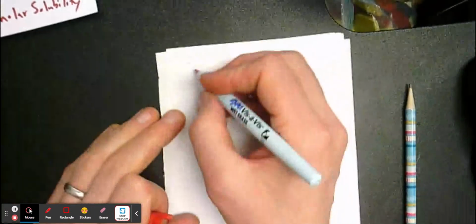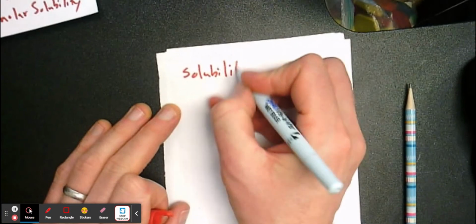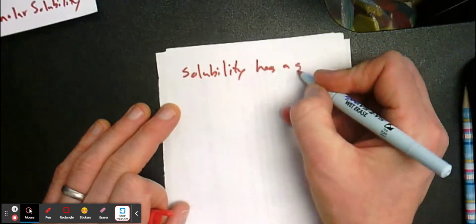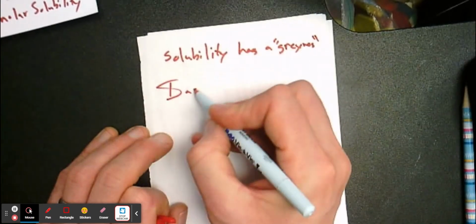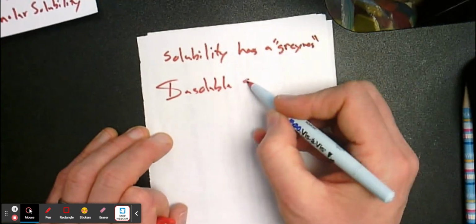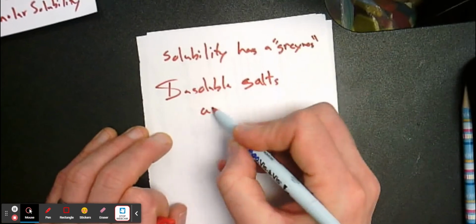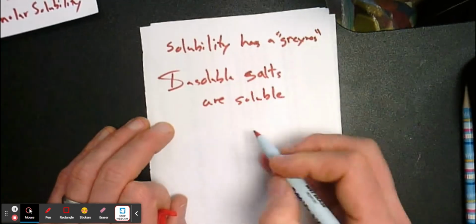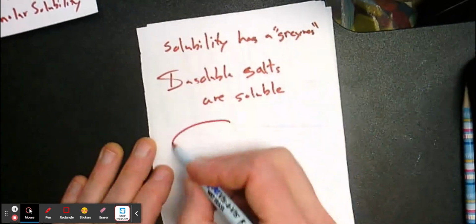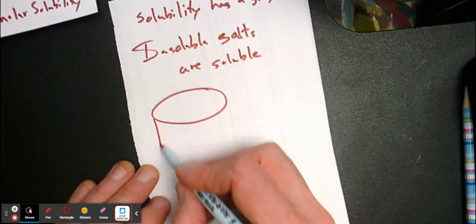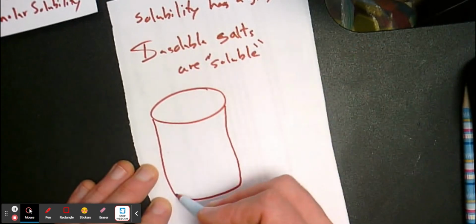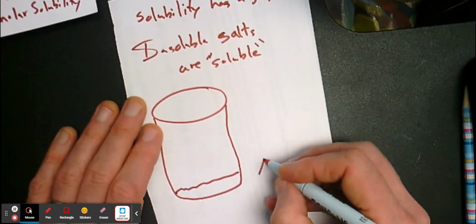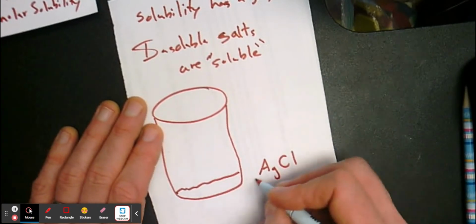Well, the fact of the matter is that solubility has a grayness to it, in that insoluble things are, I'm going to put this in quotes, "soluble." So, one insoluble salt is silver chloride, all right?